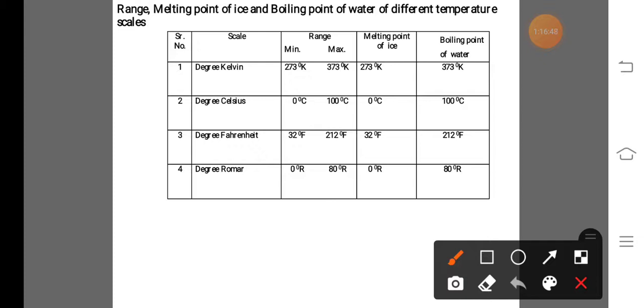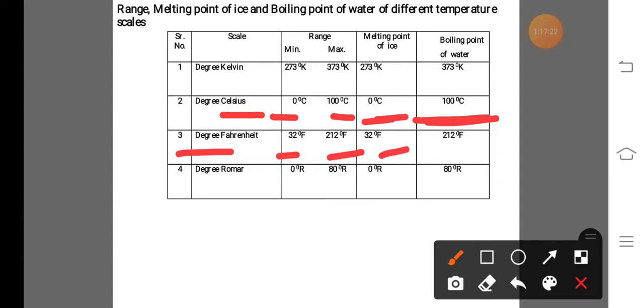Next, degree Celsius: minimum range 0 degree Celsius, maximum range 100 degree Celsius, and the melting point of ice is 0 degree Celsius and the boiling point of water is 100 degree Celsius. I think this concept we already studied in 7th or 8th standard, boiling point and melting point of water. In case of degree Fahrenheit, minimum range 32 degree, maximum range 212 degree, and the melting point 32 degree Fahrenheit.